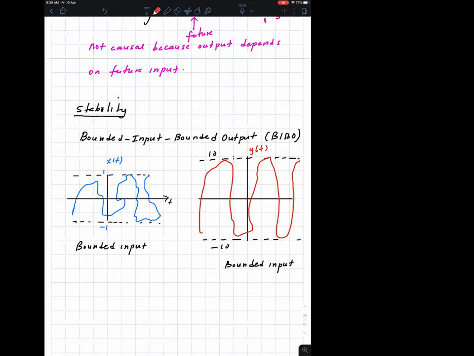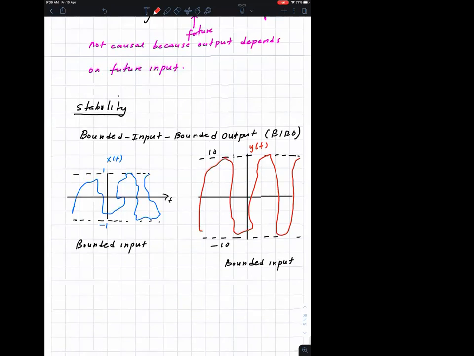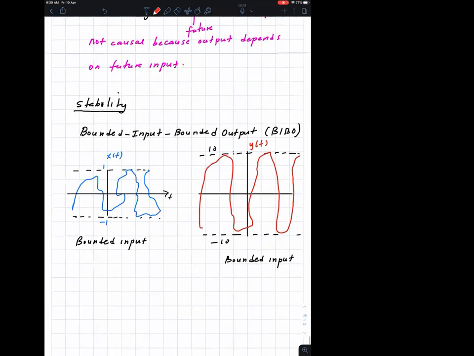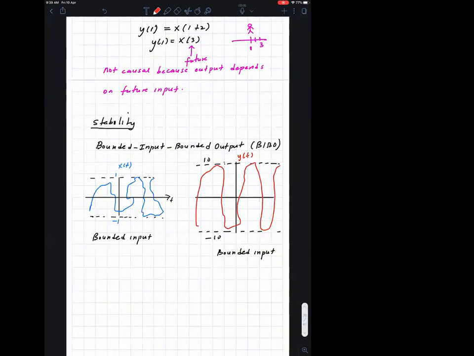Now, what you're seeing right now is stable. The earlier one that I drew was unstable. For the red color, that definition is bounded output, am I right? Not bounded input. Yes, sir. Thank you very much.